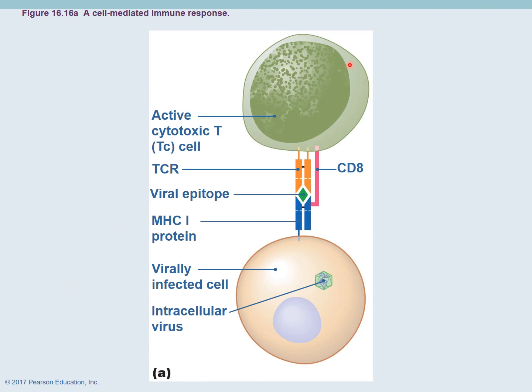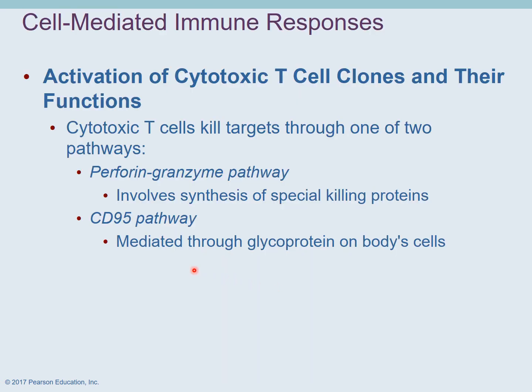So here is an active cytotoxic T cell. Here's the T cell receptor. Here is the CD8 part of the MHC complex down here. And here is a cell that has been infected with a virus, so it's going to be able to recognize that. When the cytotoxic T cells are activated, you're going to make clones of those so that you'll have numerous copies of them.